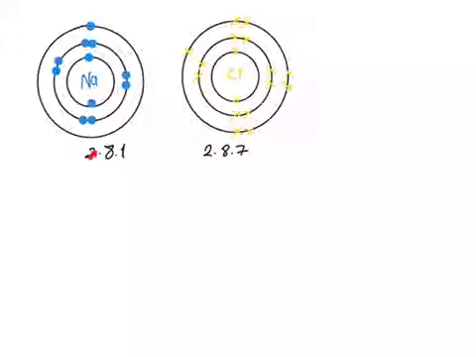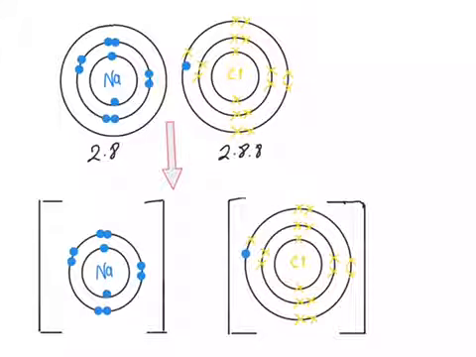So because sodium has got 2, 8, 1, it wants to lose an electron to get a full outer shell. It's going to lose this one. And chlorine wants to gain an electron to get a full outer shell. So the electron from the sodium transfers across to the chlorine.